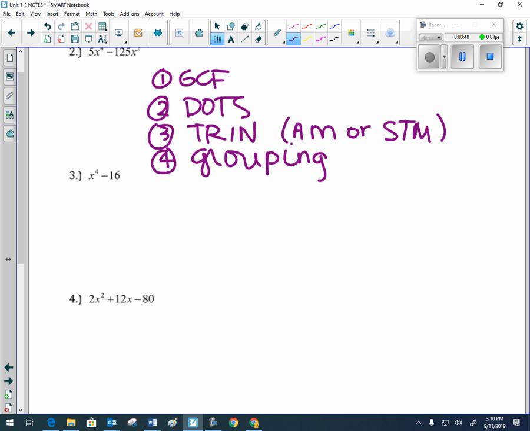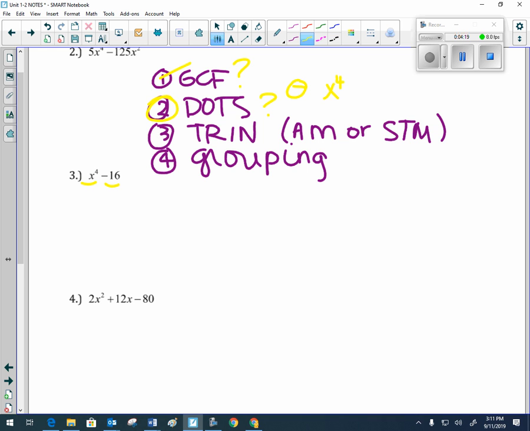So when I'm looking at question 3, first thing I want to check for is GCF. So the question is, is there a GCF? And when I look at my 2 terms of x squared and 16, I can see that there is nothing that those 2 share. So this is not going to be a GCF type of question. Then I move on to step 2 and I say, is this a dots question? Well, let's take a look at what we're looking for. We're looking for in a dots question that it has a minus between the 2 terms, a difference, which it does. The exponent must be even.